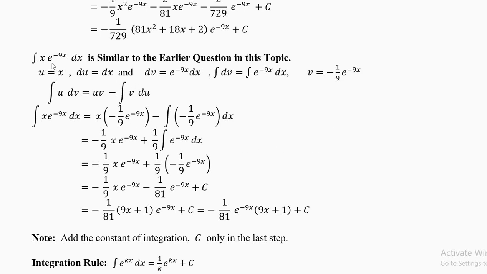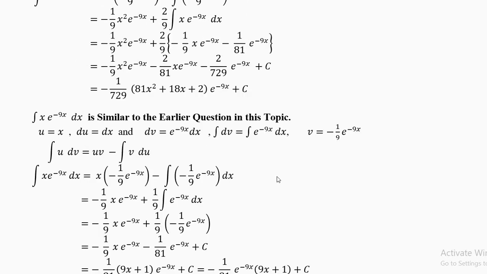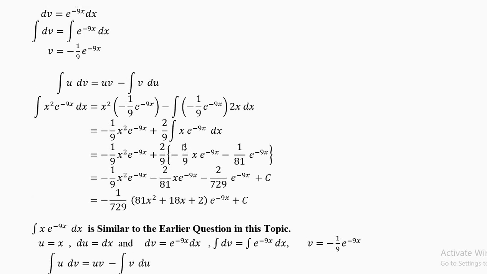Do this: x into e power minus 9x dx. With all the steps, you'll get minus 1 by 9 x into e power minus 9x minus 1 by 81 e power minus 9x plus c. Do not copy the plus c. Now open a bracket here for x, integration of x e power minus 9x. A flower bracket will get minus 1 by 9 x e power minus 9x minus 1 by 81 into e power minus 9x.